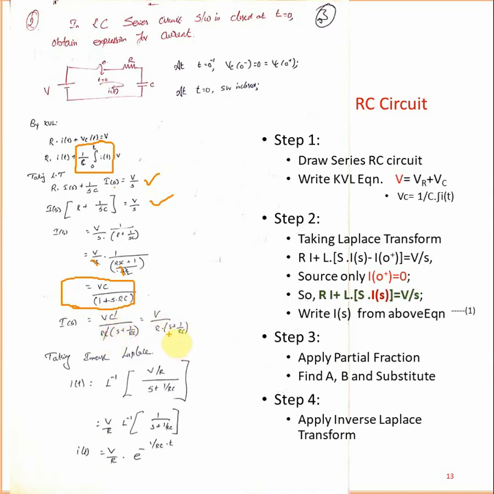So here, how many S terms? Only one term is there. So don't worry, you don't need to go to partial fractions because there is only one term. So this is a constant. S plus A. What is the answer? I will apply the inverse Laplace transform of 1 divided by S plus A, which is e power minus A t. What is the A term? 1 by RC.